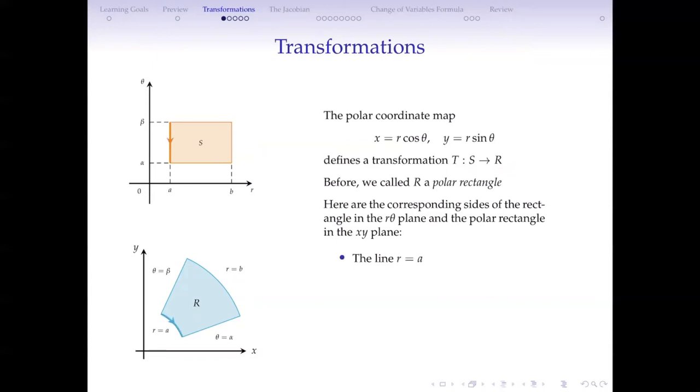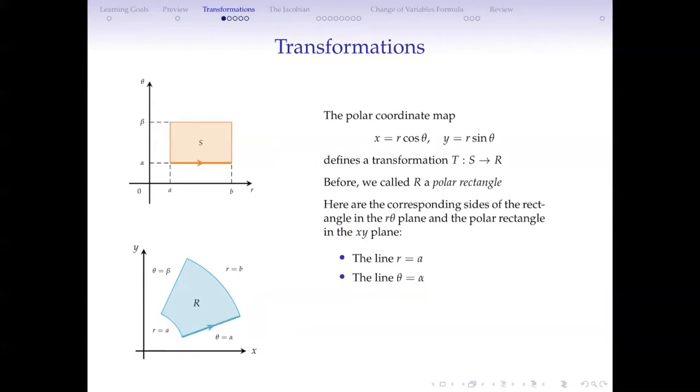So first of all, if I move from angle beta to angle alpha in the r and theta plane, that's like moving along this side of the polar rectangle. I'm changing theta from beta to alpha. So this corresponds to the line r equals a. That's this line here. r is constant and theta is changing. That gets mapped to this side of the polar rectangle.